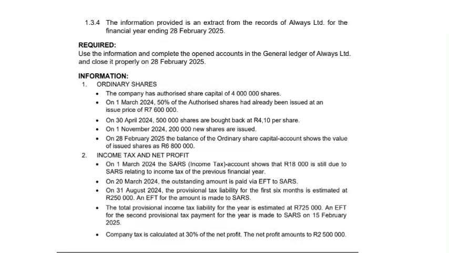1.3.4. The information provided is an extract from the records of Always Limited for the financial year ending 28 February 2025. Required: use the information and complete the open accounts in the General Ledger of Always Limited and close it properly on 28 February 2025.